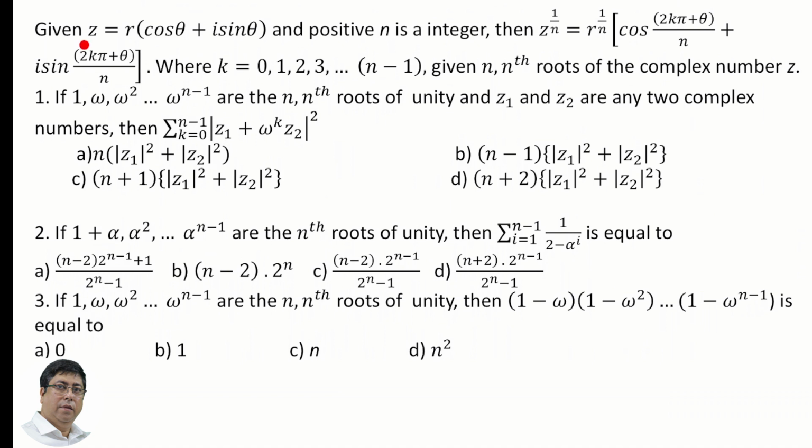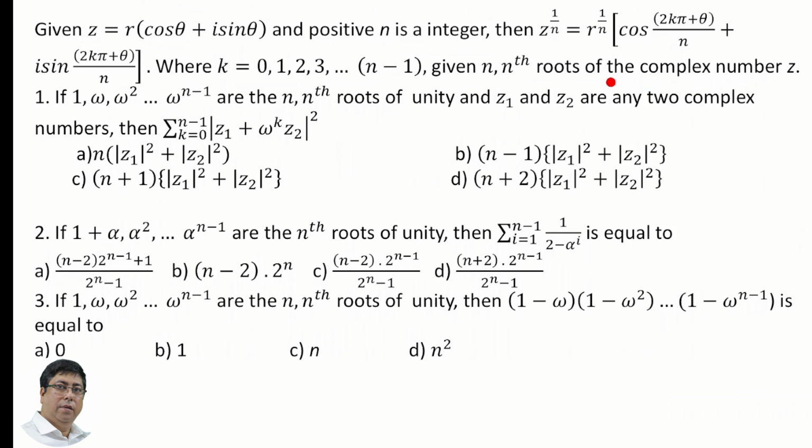The question is given that z equals r into cos theta plus i sin theta, and n is a positive quantity, and z to the power 1 by n is r to the power 1 by n into cos of (2k pi plus theta) by n plus i sin of (2k pi plus theta) by n, where k equals 0 to n minus 1, and this is the nth root of the complex number z. Okay, this is the statement of the comprehension.